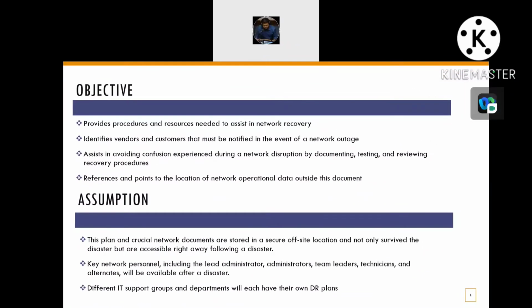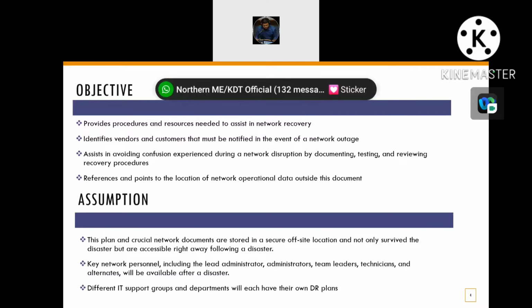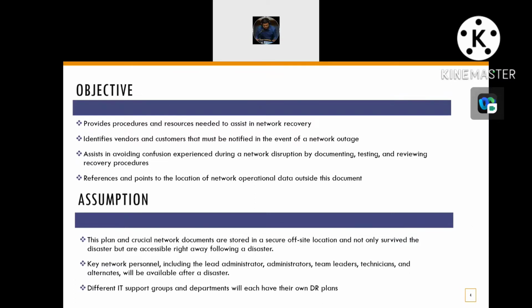The objective of this Network Disaster Recovery Plan is to provide procedures and resources needed to assist in network recovery, to identify vendors and customers that must be notified in the event of a network outage, and to assist in avoiding confusion experienced during a network disruption by documenting, testing, and reviewing recovery procedures, and references and point to the location of network operational data outside this document.